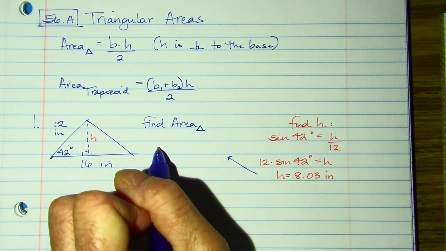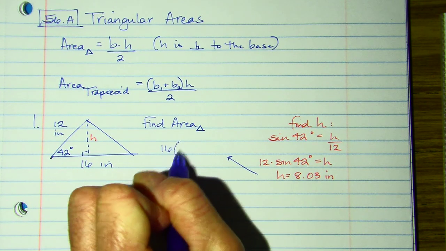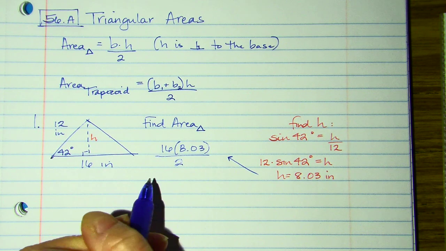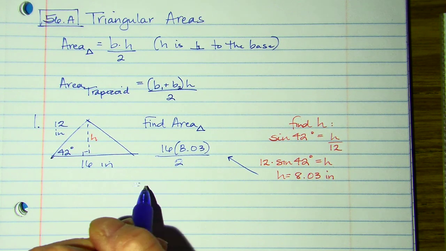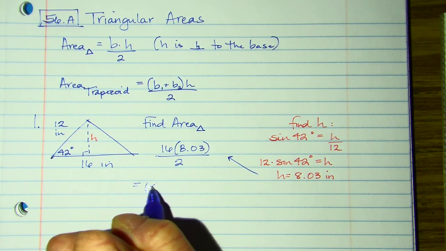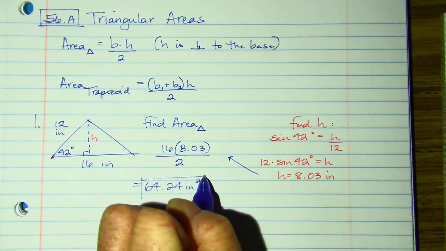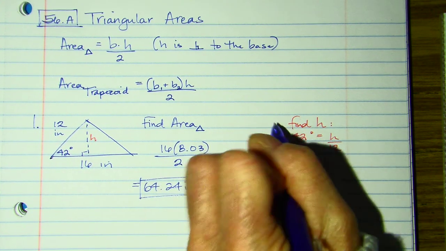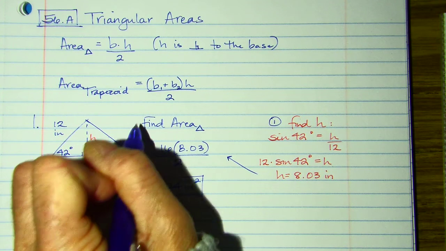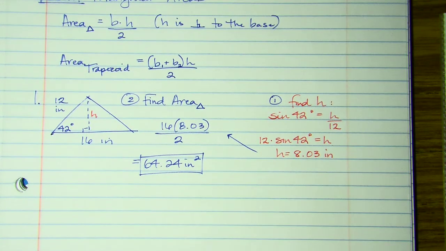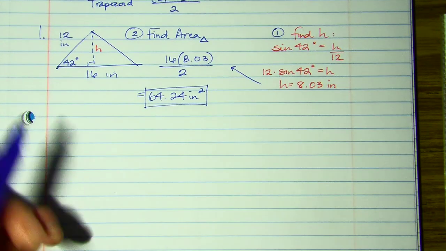So now I can find the area. So the area of the triangle would be 16 times 8.03 divided by 2. And I get for that 64.24 inches squared. So first find the height, and then find the area of the triangle. So I kind of did that backwards, right to left. Next one.